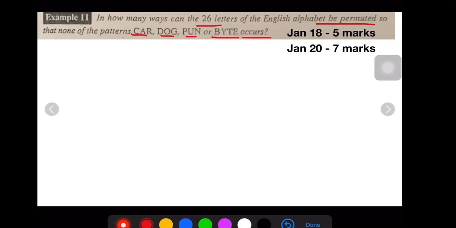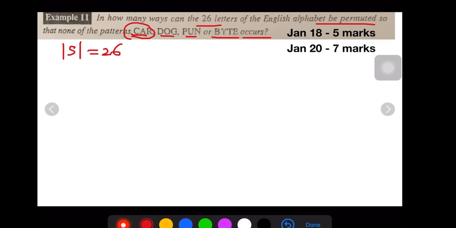Here you have to extract, as usual, the information required for the principle of inclusion and exclusion formula from the given data. So mod S here is 26 letters. So we'll understand what A1, A2, A3 are. Here A1 you can consider as the set of all permutations in which the first pattern, CAR, appears.